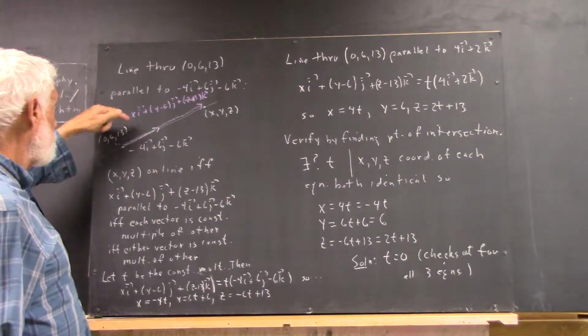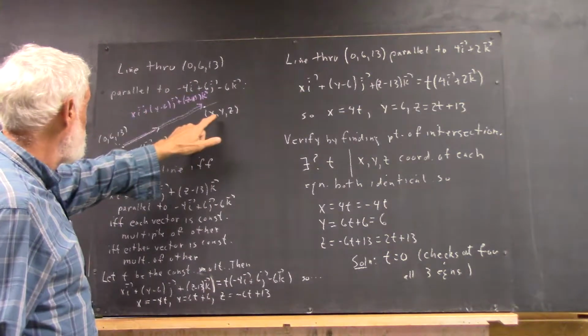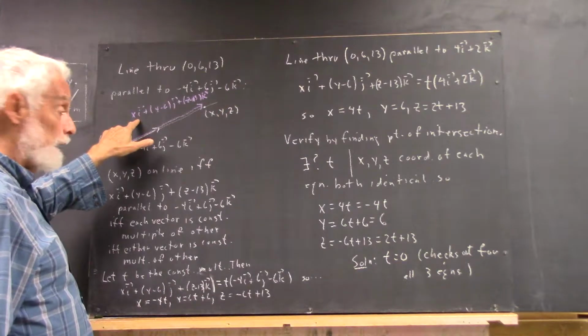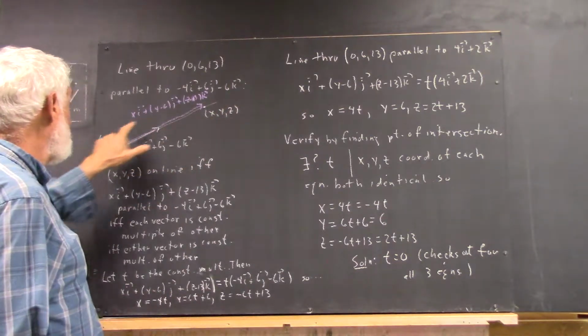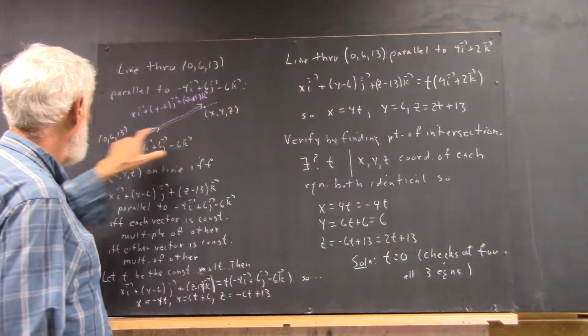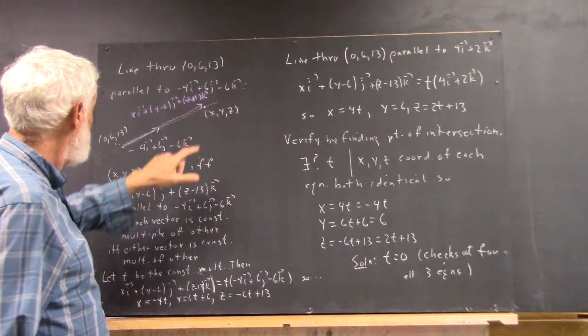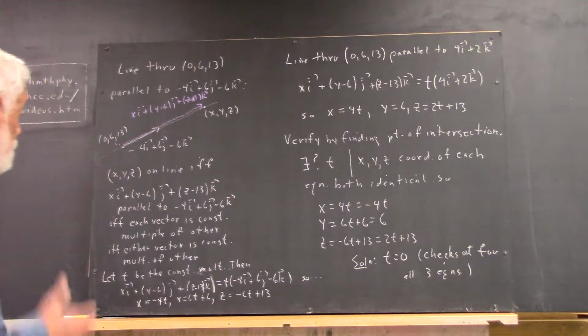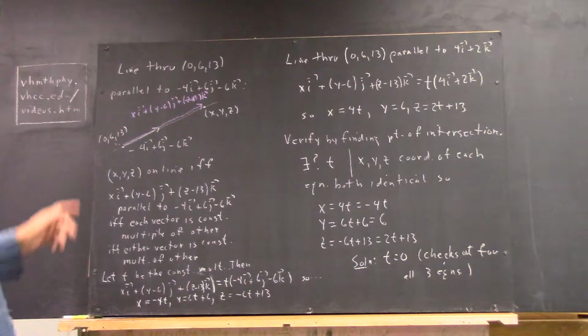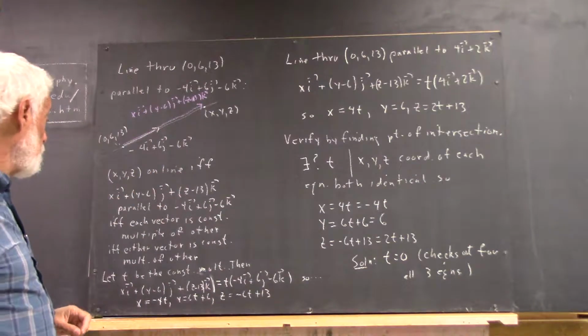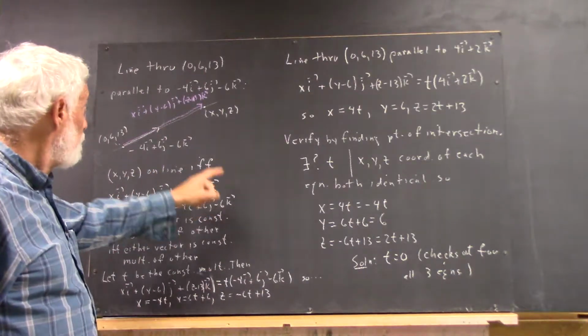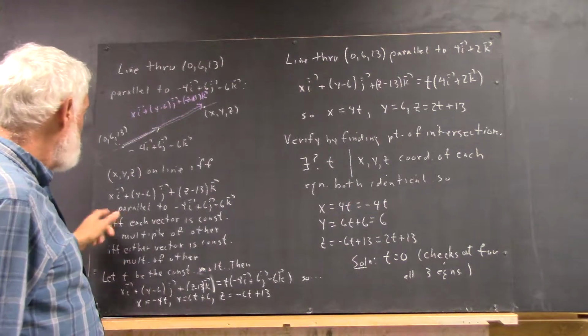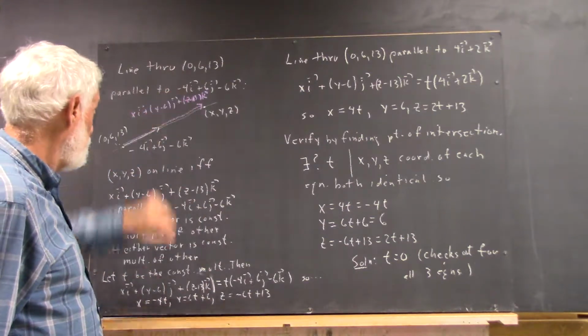The question then is whether this vector, which is (x - 0)i + (y - 6)j + (z - 13)k, is parallel to this. So we conclude that (x, y, z) is on the line if and only if this vector, the purple vector up here, is parallel to this vector, our given vector.